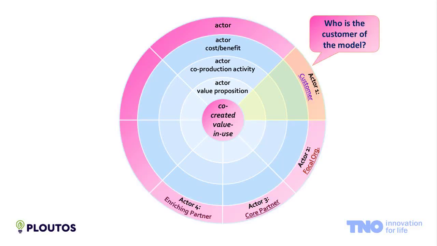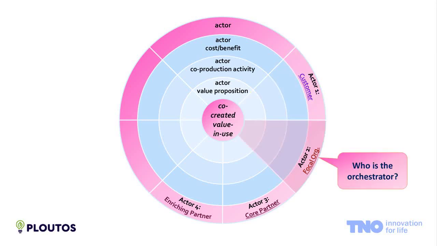The customer segment should be indicated for the yellow pie slice. This segment should fit your co-created value in use. Note that different business models can have different customer segments. The pink pie slice represents the orchestrator. It acts as the interface to the customer segment and typically provides the innovation or service to the customer.